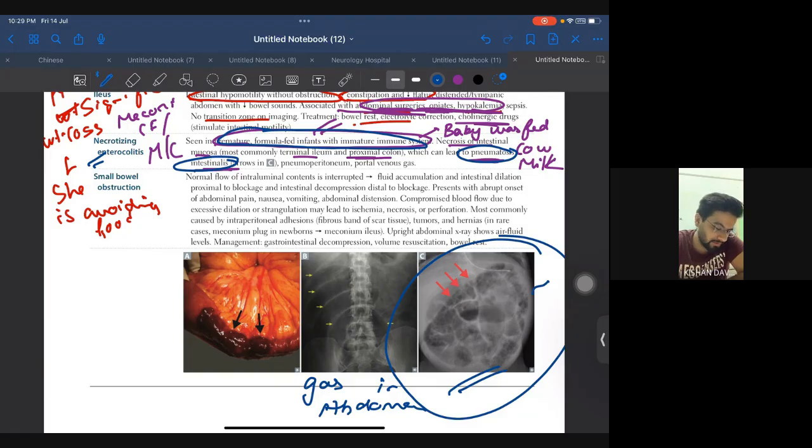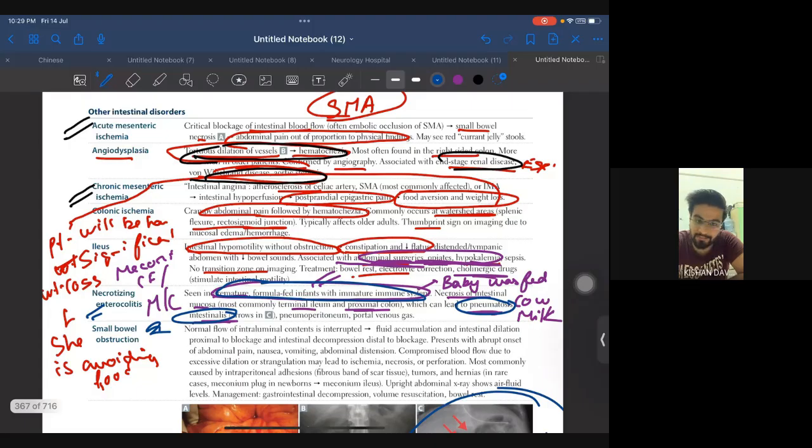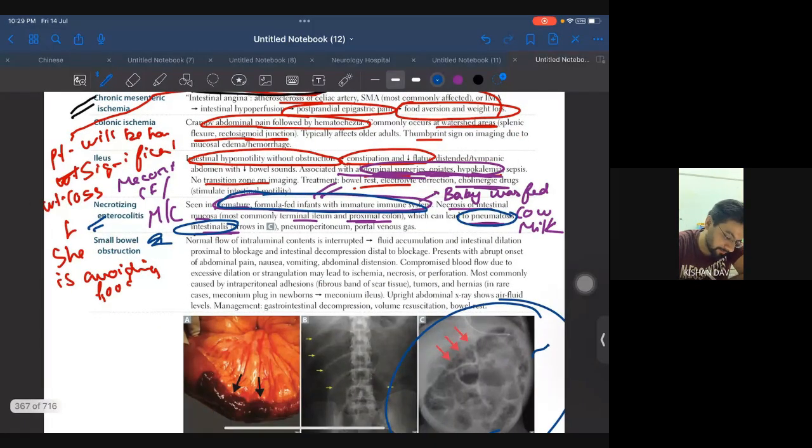That's it. Nothing to remember in small bowel obstruction. This is a new topic they haven't included anywhere. So let's just leave it. One thing they haven't given here, and that they have included in small bowel obstruction, is adhesions. So adhesions, let's just see.